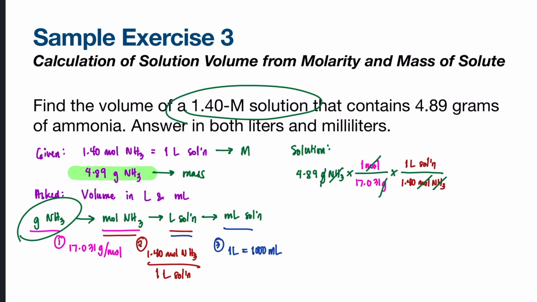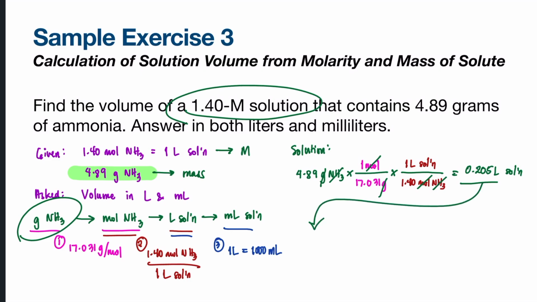Now we currently have liters of solution. For now, we can solve this equation to identify the first ask in the problem, which is the volume of the solution in liters. So 4.89 grams of ammonia times 1 over 17.031 times 1 over 1.40 is equal to 0.205 liters of solution. Therefore, the volume of the solution in liters is 0.205 liters.